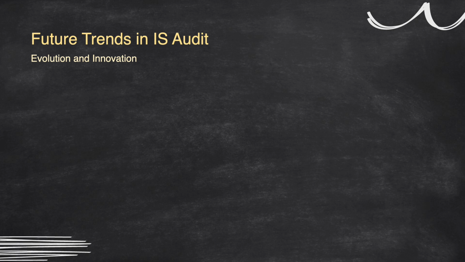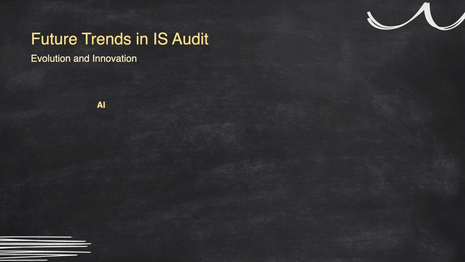Friends, the future of IS audit is set to be marked by evolution and innovation. It is like upgrading from the old model to a newer, more advanced version. And friends, one major trend is the increased use of AI, that is artificial intelligence, and machine learning in audits. Friends, these technologies will enable audits to be more predictive and proactive, identifying risks before they occur. Additionally, there will be a greater focus on continuous auditing, where systems monitor controls in real time rather than periodically. And this approach provides immediate insight and allows for faster response to threats.